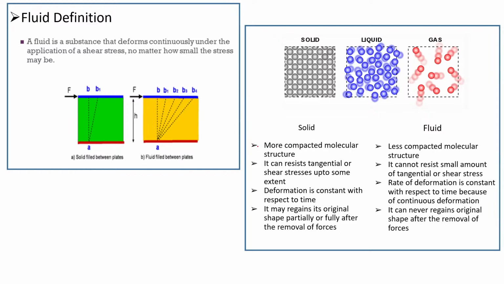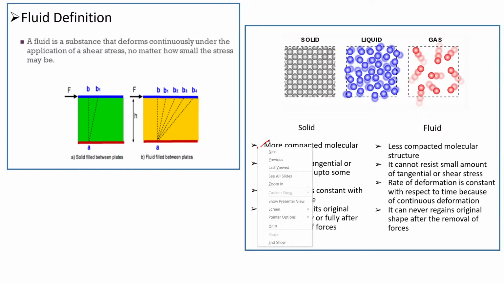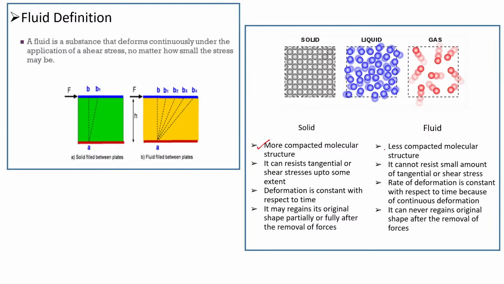So in case of solids, it is more compact molecular structure, and in case of fluids, it is less compact molecular structure. Remember, in case of fluids, liquids are there as well as gases are also there. Then in solids, it can resist tangential force, that we can find out by using the shear stress. And in case of fluids, the resistance is negligible, very small.